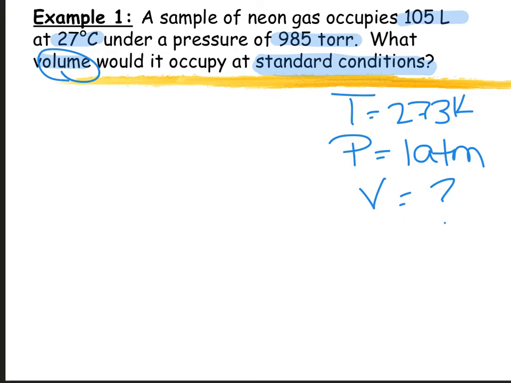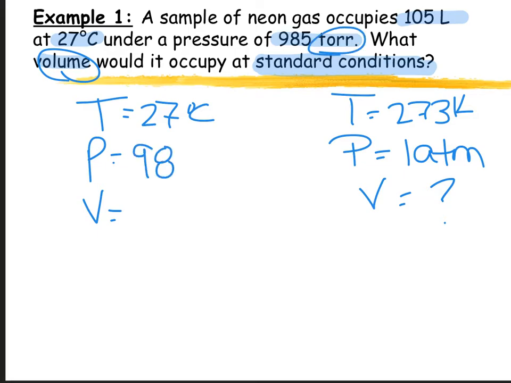I have my other set of information, the temperature, pressure, and volume that were given in the first place, in the first sentence. The temperature was 27 degrees Celsius. The pressure, torr is a unit for pressure, so it's going to be 985 torr. And then the volume was the 105 liters. I also know that this first set of numbers goes together, so let's make that T1, P1, and V1. And I know the STP numbers go with the unknown, so we'll make that T2, P2, and V2.